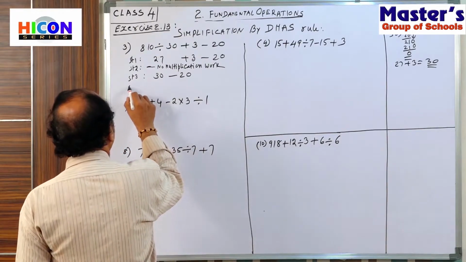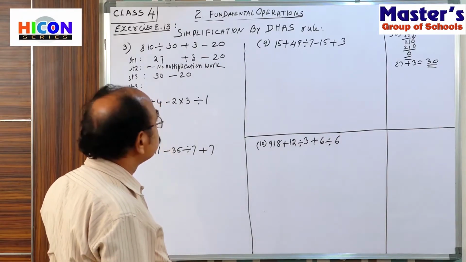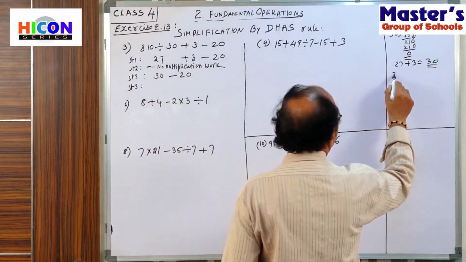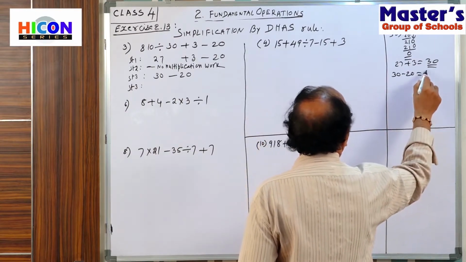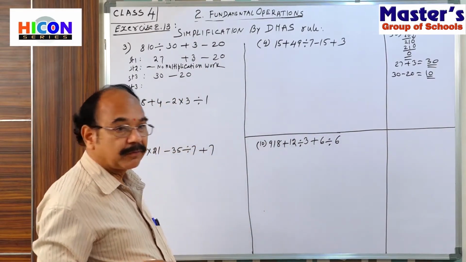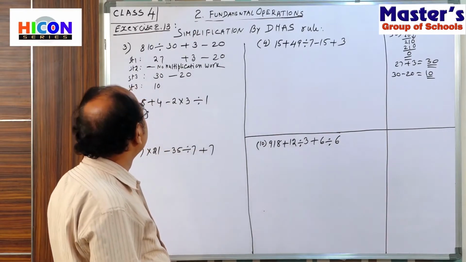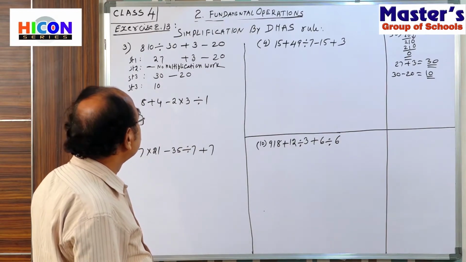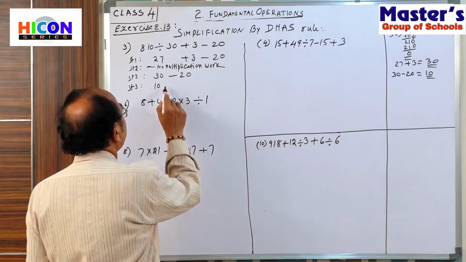Step 4, subtraction. 30 minus 20. How much? 10. 10 is the result of this problem. So here we write 10. Okay children? Like this. This is the answer.